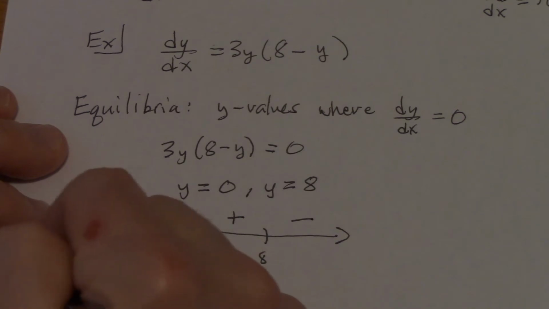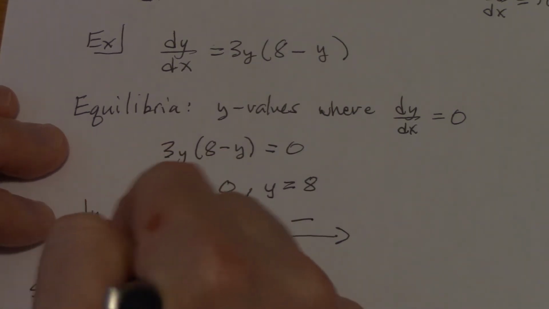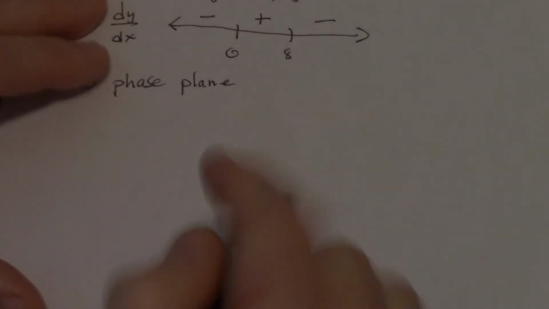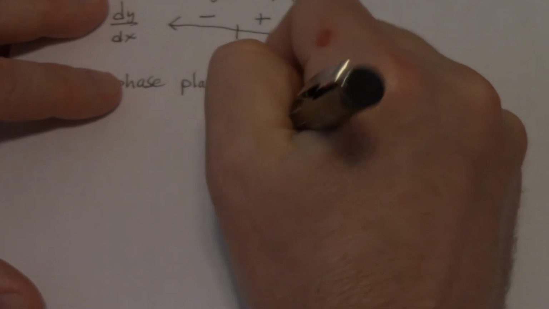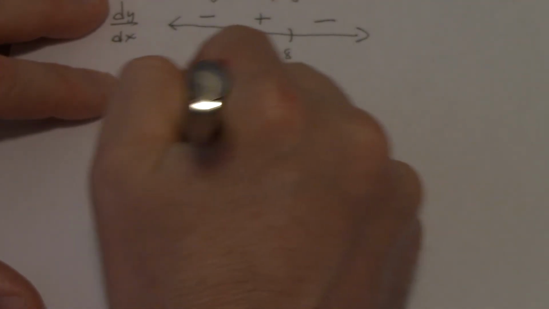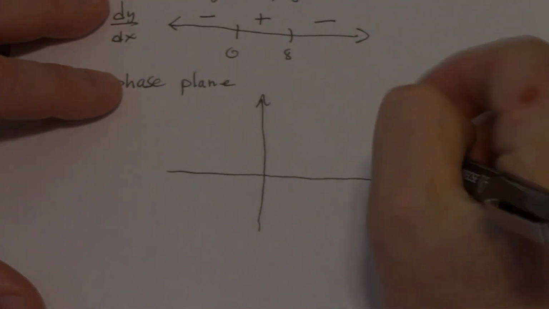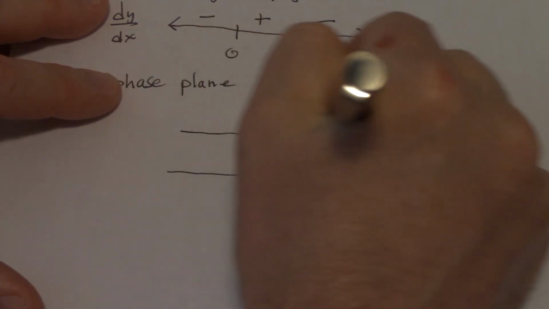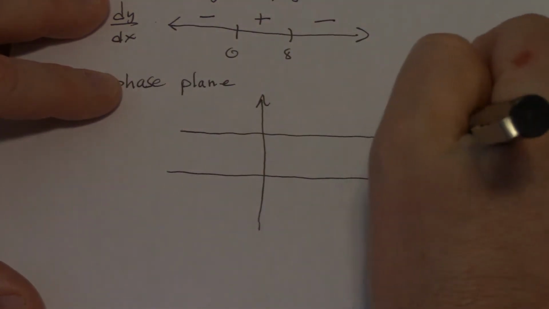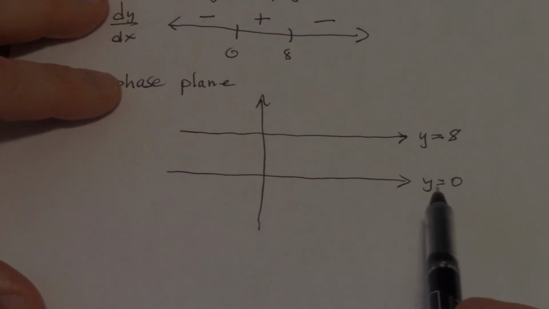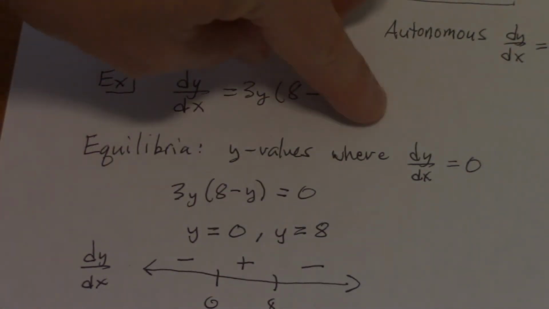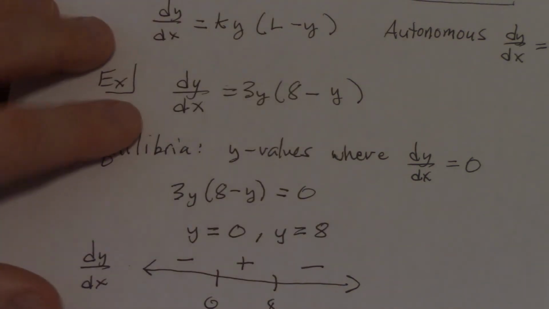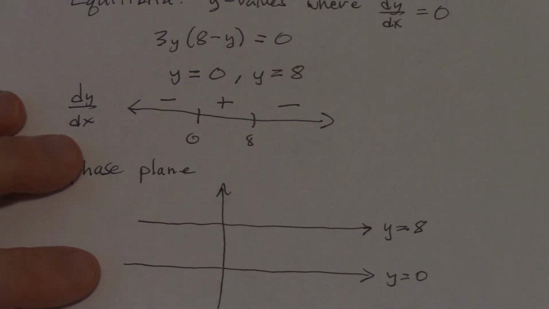So we have this thing called the phase plane. What's the deal with the phase plane? We graph essentially our equilibrium solutions. One of them is already on there, y equals 0. The other one is y equals 8. These are both actually solutions to the differential equation. If you substitute y equals 0 on the right-hand side, you get 0, and the derivative of y equals 0 is 0. Same with y equals 8. So these are both actual solutions to the differential equation.